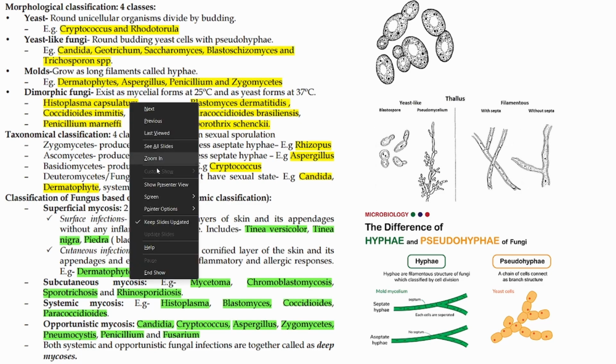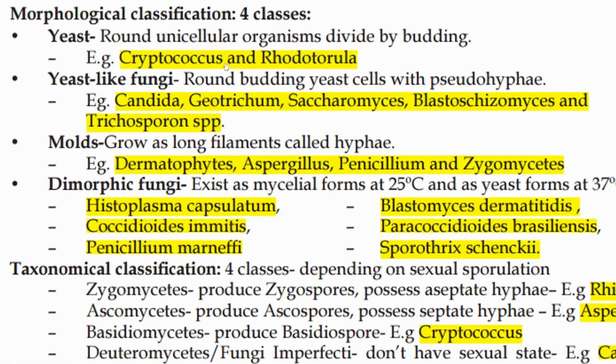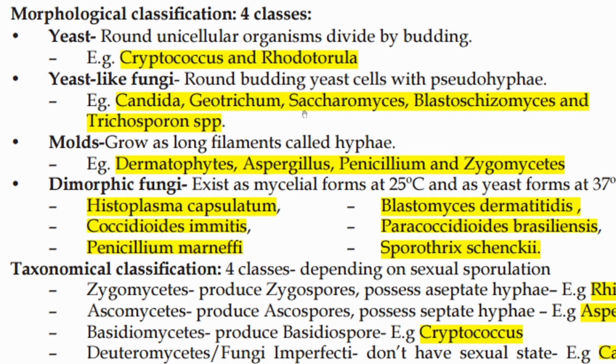Now let's understand the meaning of all this naming, why they are named so. Actually the name meaning tells us about certain characteristics. So in the morphological classification, first we have yeast. Yeast means single celled organism. Take Cryptococcus. What is the meaning of crypto? Crypto means hidden. What is the meaning of coccus? It means round, berry like or seed like. So Cryptococcus essentially means hidden seed.